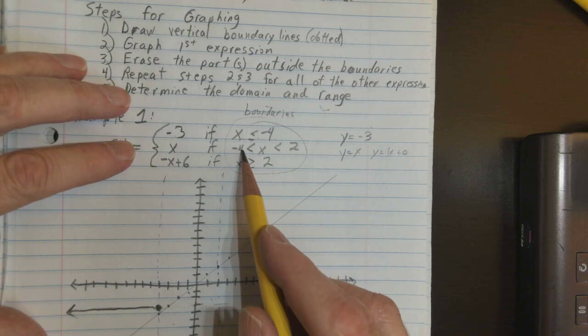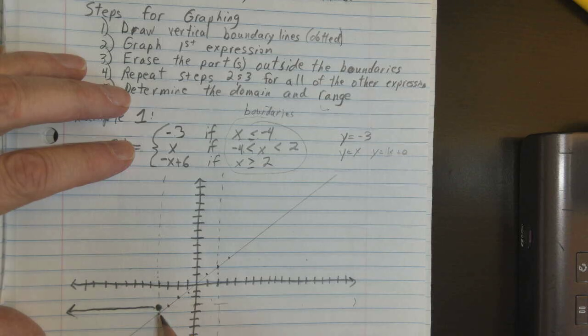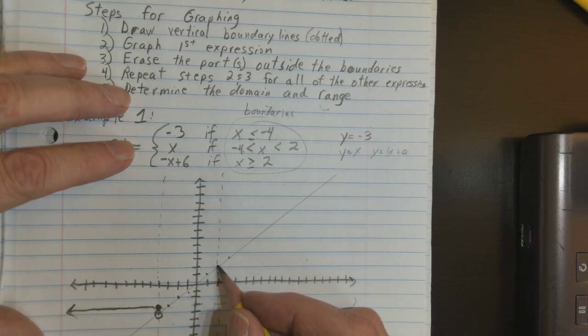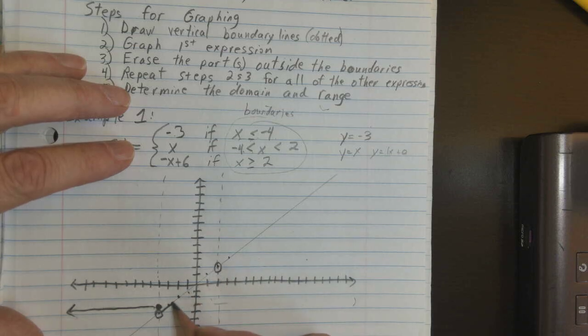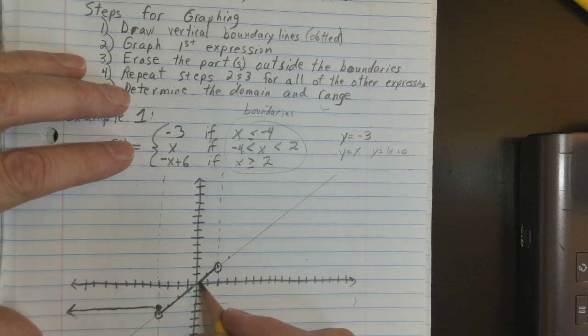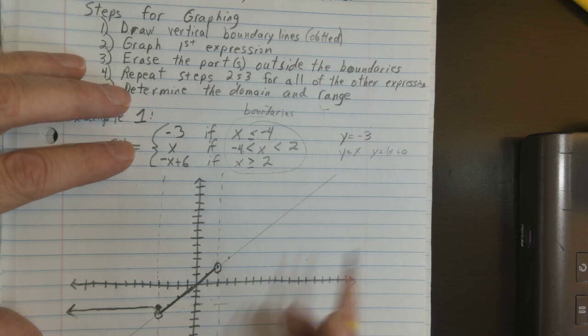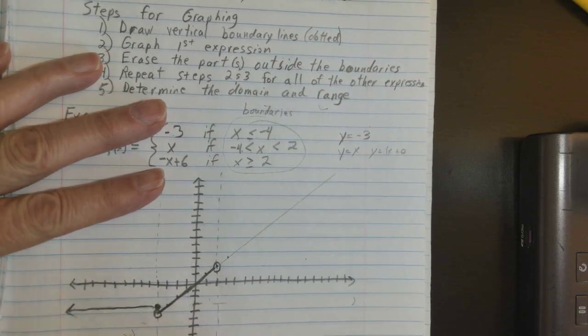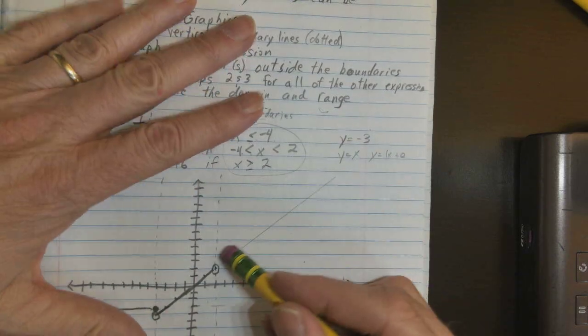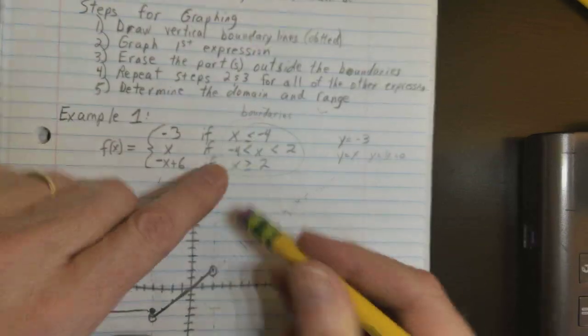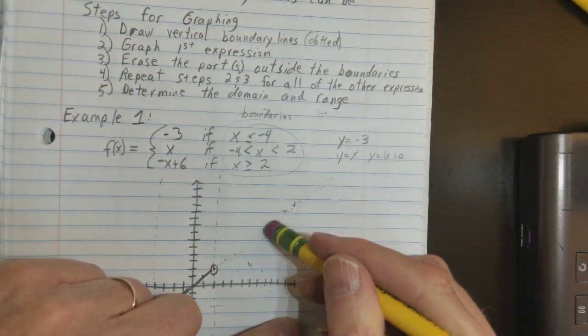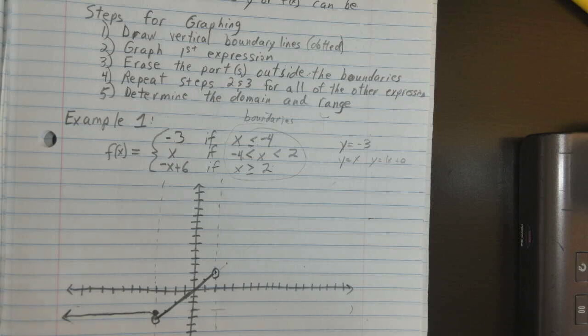When x is greater than -4, so here's -4, greater than, I'm going to put an open circle right there for that part of the line, and less than 2. Well, this is 2, and an open circle here. This is the main part of the graph, and these parts are outside of the boundary. This is the boundary for the second function.